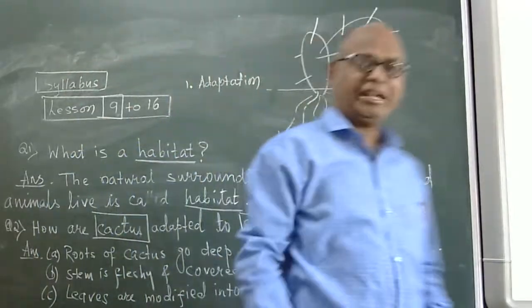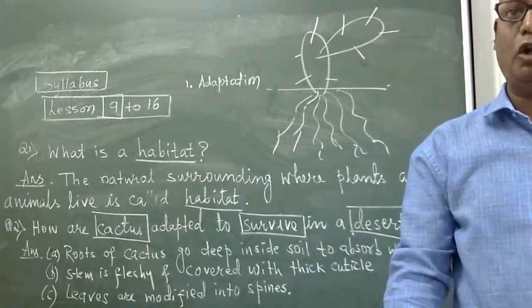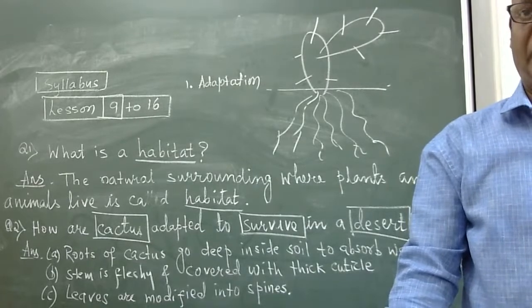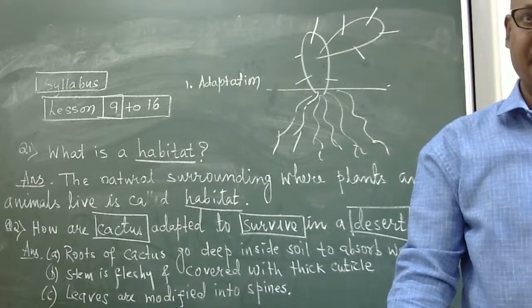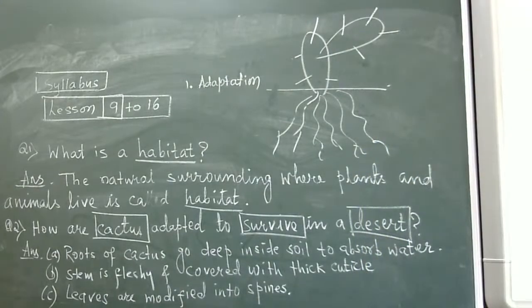Adaptation. For example, camel is adapted to live in desert. Camel is having long legs, thick pad, hump, eyelashes. So many adaptations, excreting very less urine, and passing dry excreta. All these are adaptations in camel. Okay. Then the next one.